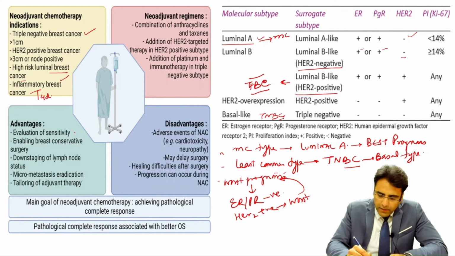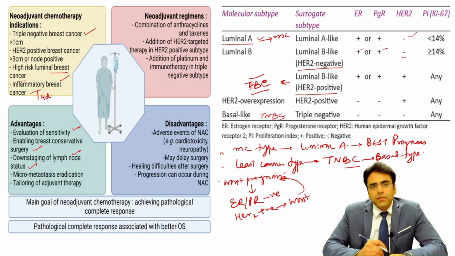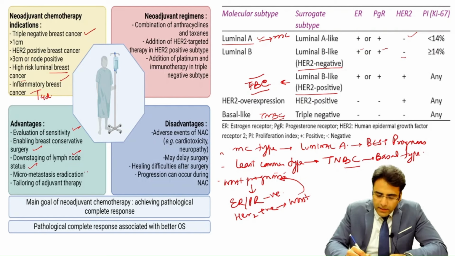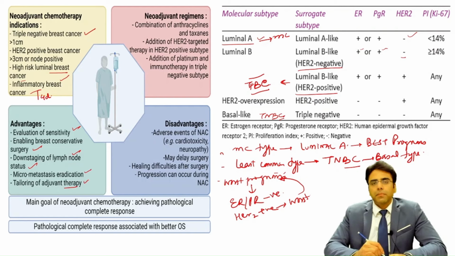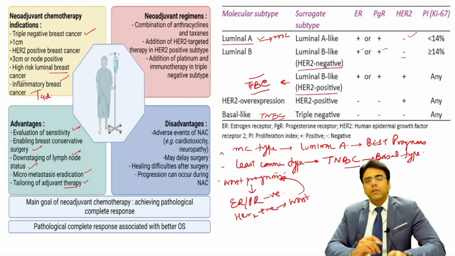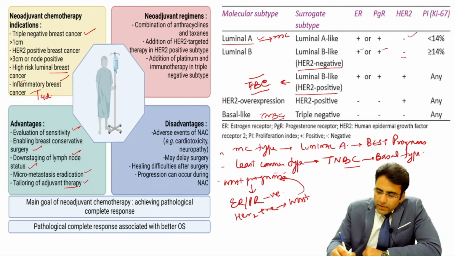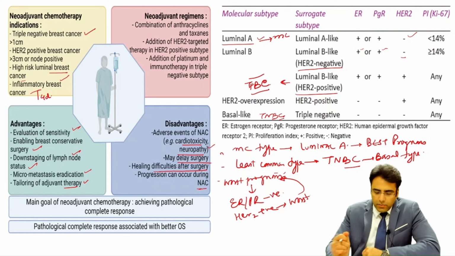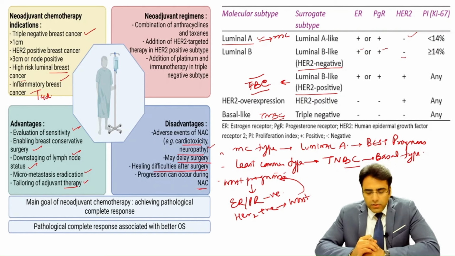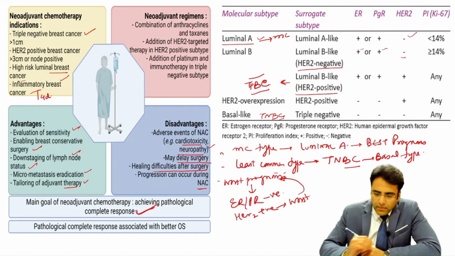It helps in evaluation of sensitivity, enabling conservative breast cancer surgery, downstaging of lymph node status. Then we have micrometastasis eradication and tailoring of adjuvant therapy. Now what are the disadvantages of neoadjuvant therapy? We have their adverse effects. There can be cardiotoxicity or neuropathy. It may delay the surgery. Healing difficulties after surgery are there, and progression can occur due to neoadjuvant chemotherapy. Now the main goal of neoadjuvant chemotherapy is achieving pathological complete response.